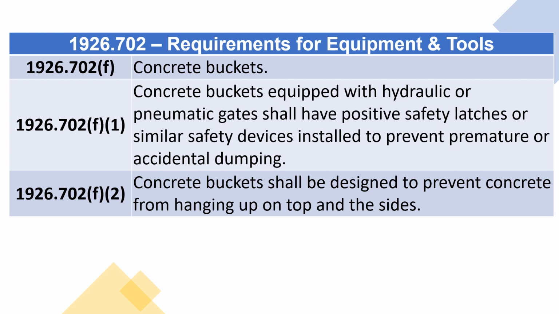1926.702(f), Concrete buckets. (f)(1), Concrete buckets equipped with hydraulic or pneumatic gates shall have positive safety latches or similar safety devices installed to prevent premature or accidental dumping. (f)(2), Concrete buckets shall be designed to prevent concrete from hanging up on top and the sides.